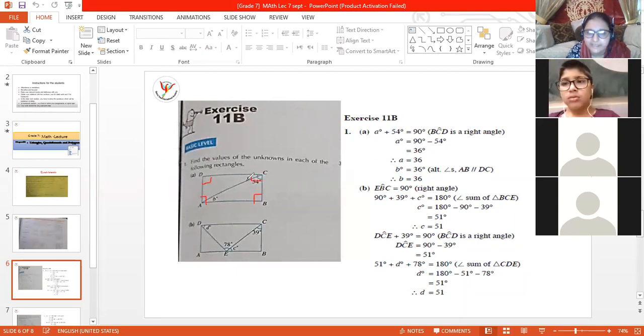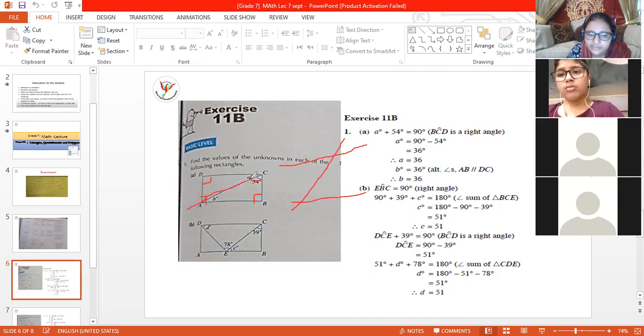And if you can see, there is a transversal. For example, these are two parallel lines, and there is one transversal which is cutting. So the whole angle C will be 90 degrees, because in a rectangle all the angles are equal to 90 degrees. All four angles will be 90 degrees, and we have to find this side.